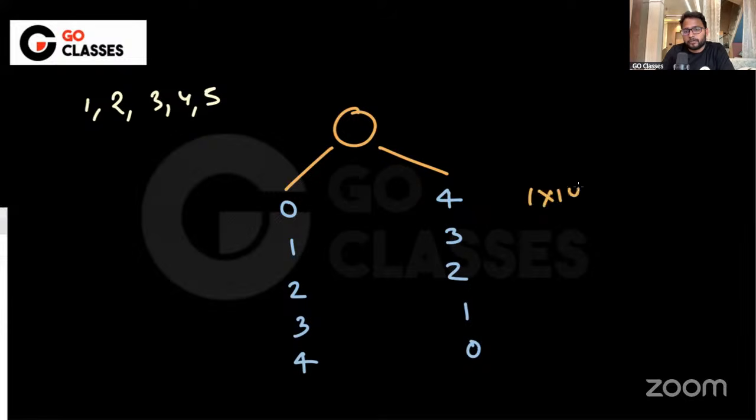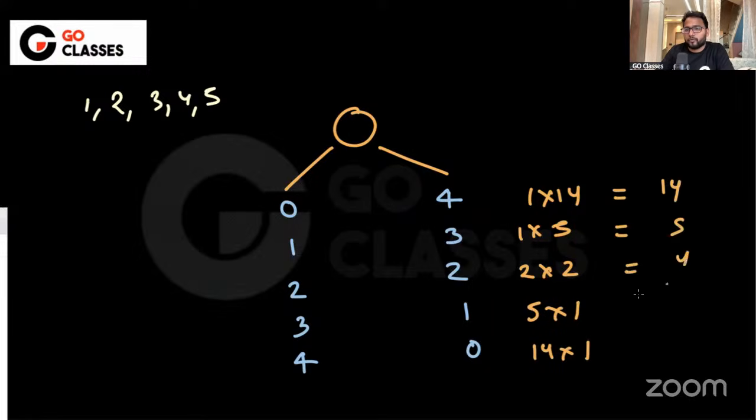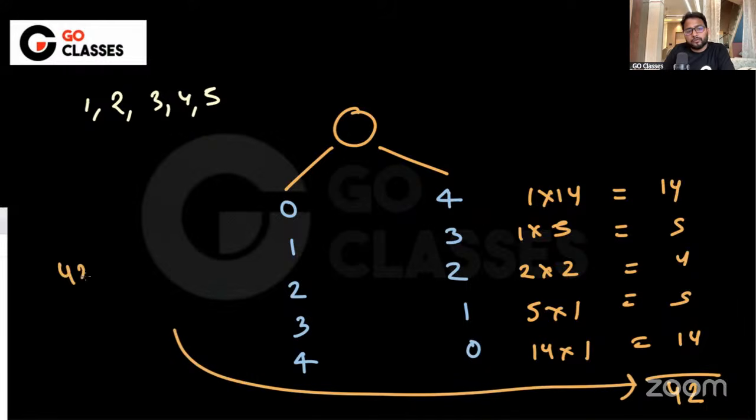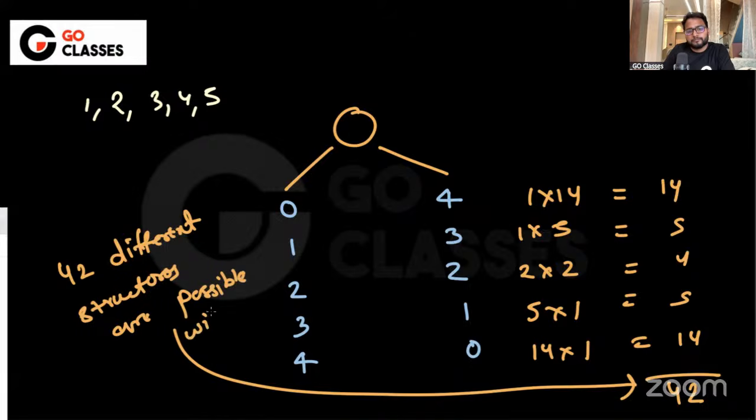Right. So basically here for 4, 14 is the answer, and for 3, 5 is the answer. So 1 into 14, 1 into 5. For 2, two structures, 2 into 2. For 3, 5 into 1. For 4, 14 into 1. So 14, 5, 4, 5, and 14. If you sum it up, it will be 10, then 28, 38, and 4, 42. So you can say with 5, 42 different structures are possible.